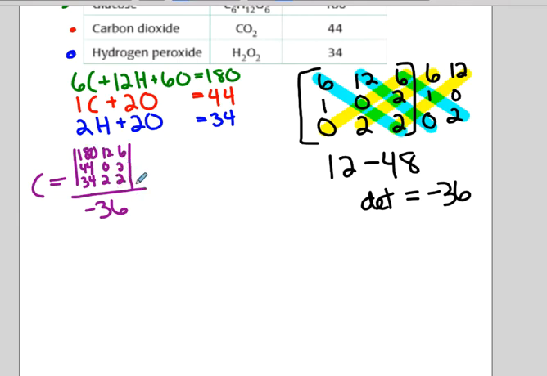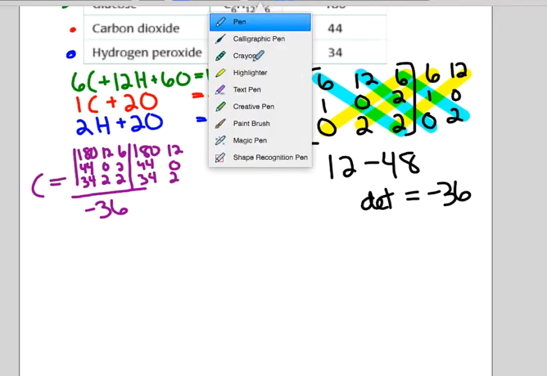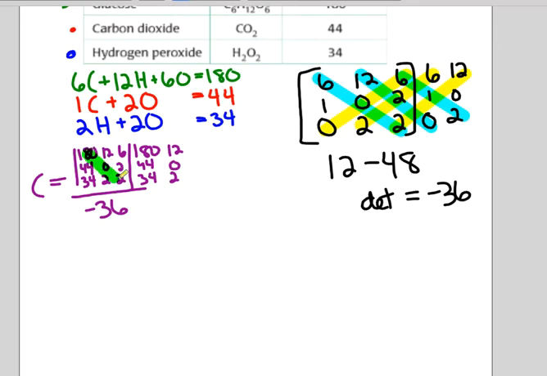I need to find the determinant of it, so I'm going to repeat these first two columns. So I got 180, 44, 34, and 12, 0, and 2. So let's see here. Go back to my highlighter. All right, here we go. I got 180 times 0 times 2. That product's going to be 0, which is great. 12 times 2 times 34, that's a tricky one. And then 6 times 44 times 2, also tricky. But I have a calculator that I am going to use. It's basically going to be 0 plus 816 plus 528. Those are the products of each of those.